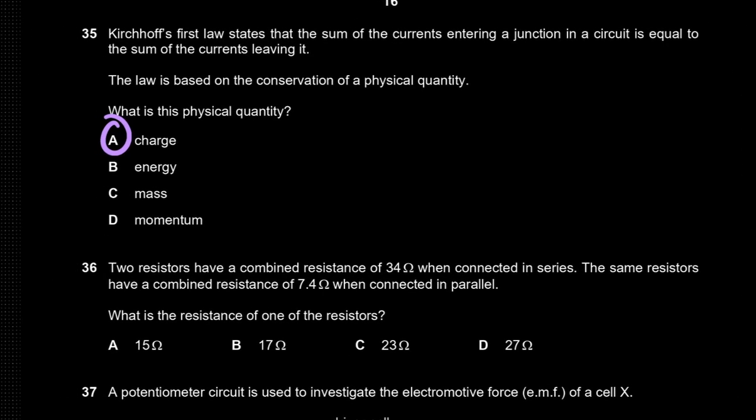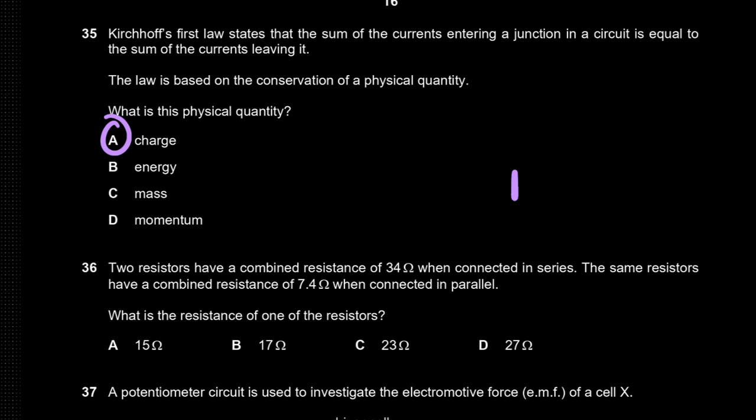Two resistors have a combined resistance of 34 ohms when in series. The same resistors have a combined resistance of 7.4 ohms when in parallel. What is the resistance of one of the resistors? Nowhere here do we see that it's identical resistors, right? If it's identical, then I wouldn't even need the other piece of information and I would just calculate it using any one of these statements, but it's not identical.